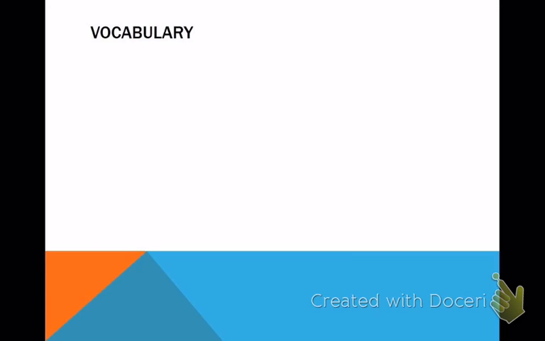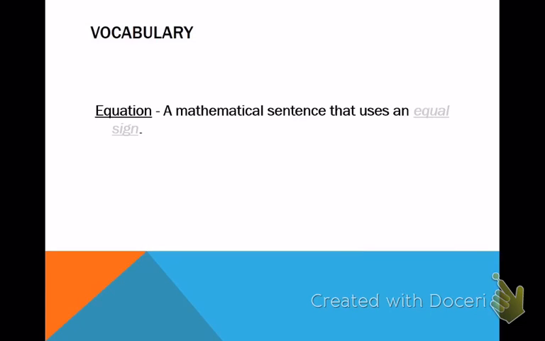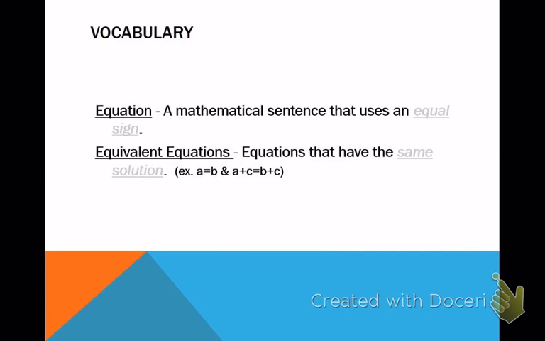Let's get started. I always want to start with some good vocabulary. Want to make sure that we know our vocabulary terms so we can speak about this stuff intelligently, right? An equation, mathematical sentence that uses an equal sign. Just any mathematical sentence as long as it has an equal sign in it, okay? Equivalent equations. Now, equivalent equations are basically what we do when we solve an equation. We create a bunch of equivalent equations to make the original equation look the way we want. And these are equations that have the same solution.